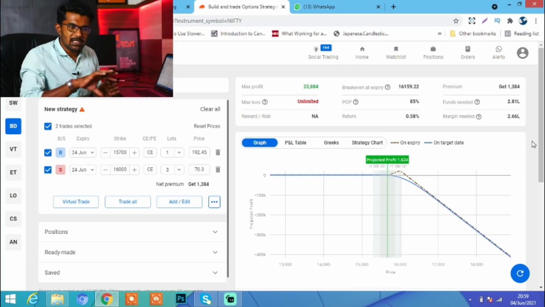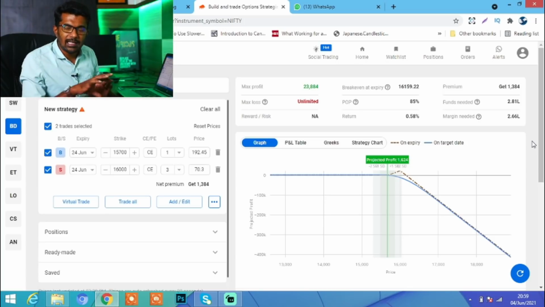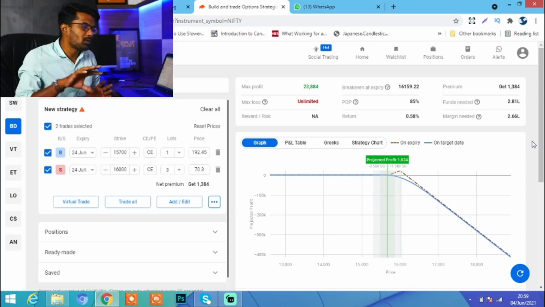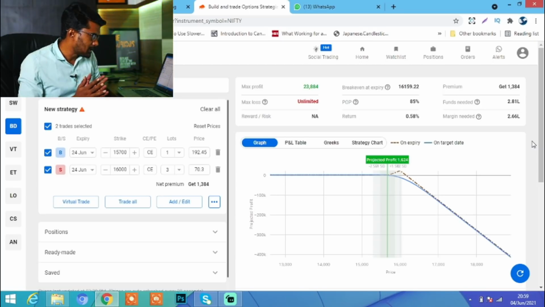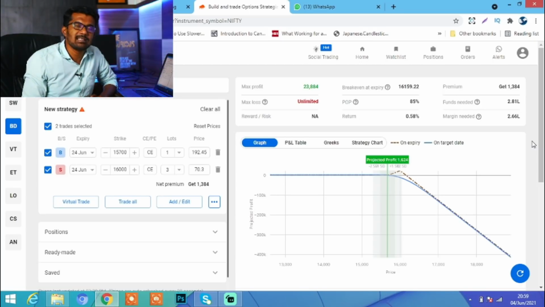What you can do is, since you are already having a 16,000 call, you can sell a 16,000 put. Once you sell a 16,000 put, same quantity 3 lots, it is going to be a straddle, right? Then you know what to do. We will manage that position later, or we will try to do another straddle if it further moves, and so on and so forth. So you don't have to worry.